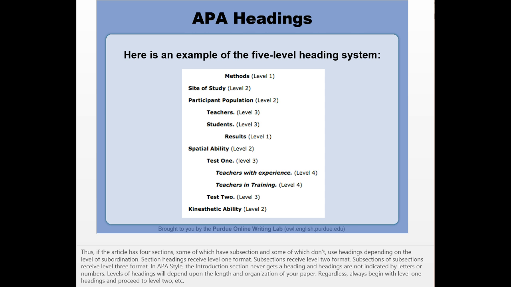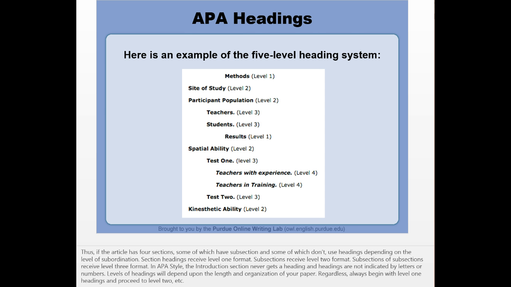So here is the methods section of a draft paper, quote unquote, and you can see that there's a first level heading. That's the word Methods. It's centered, it's bolded. And then there's the second level headings, which are Site of the Study and Participants. A third level heading, so that's indented one.